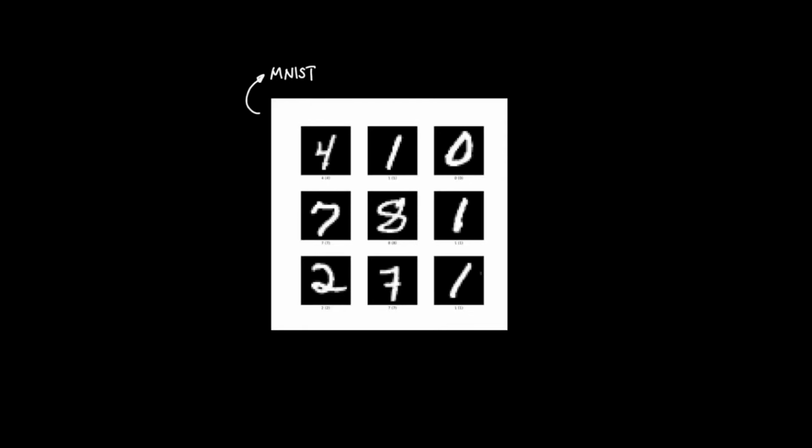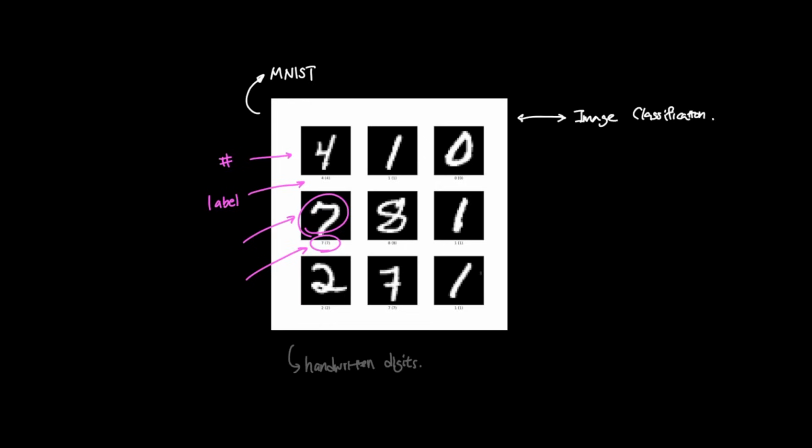Another classic example is MNIST, one of the most famous beginner datasets in machine learning. MNIST is a dataset of handwritten digits, where each image shows a number from 0 to 9. The input is the image and the label is the correct digit. If the image shows a handwritten 7, the label is also 7. This became a common starting point for image classification because the task is simple to understand. Look at the image and predict the number.